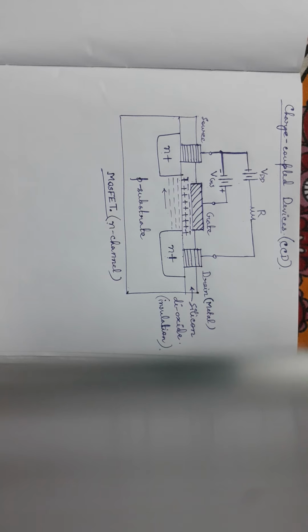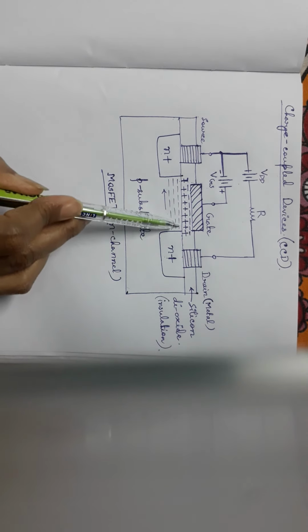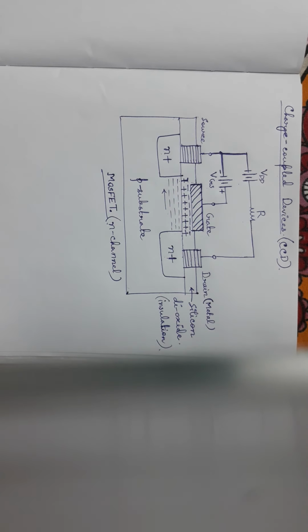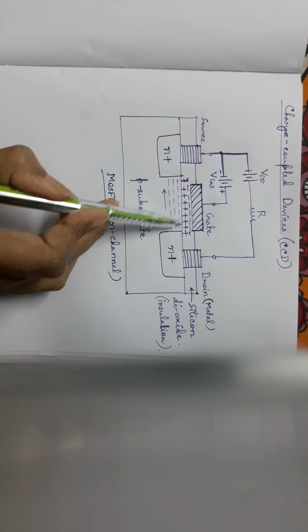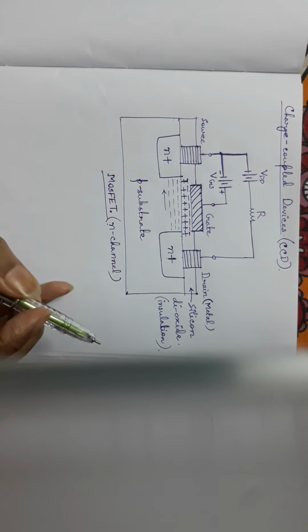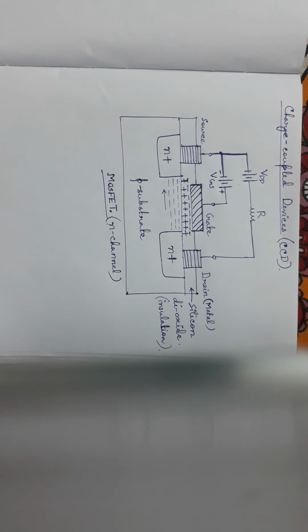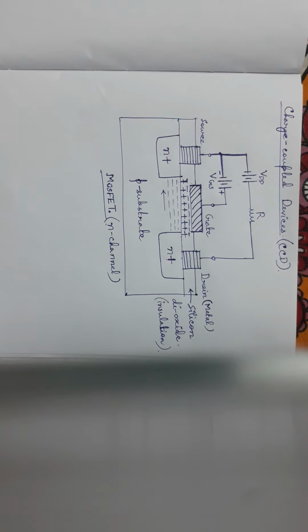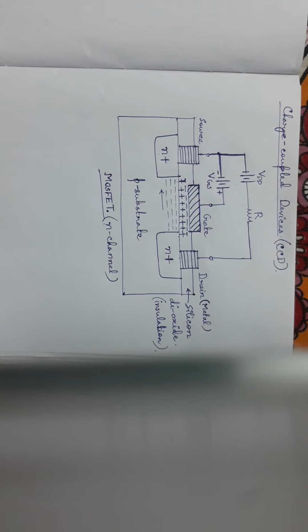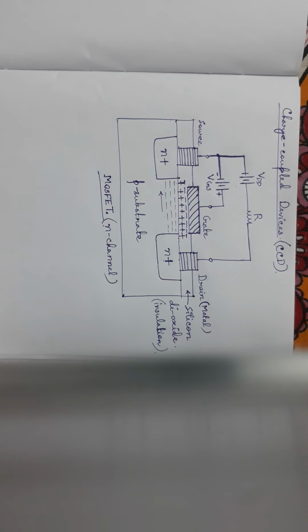So these negative charges will be coupled with another MOSFET device, or these charges in the form of packets will get transferred to another MOSFET device. So the name is charge coupled device. A charge coupled device can have a number of MOSFETs. Here I have shown only one such MOSFET.